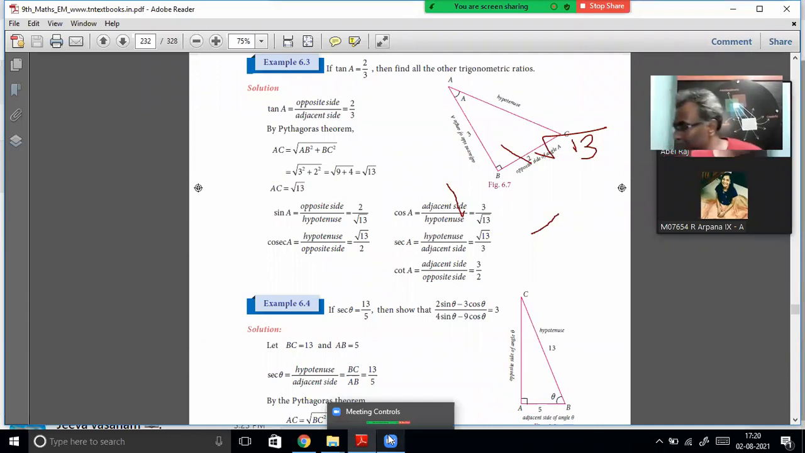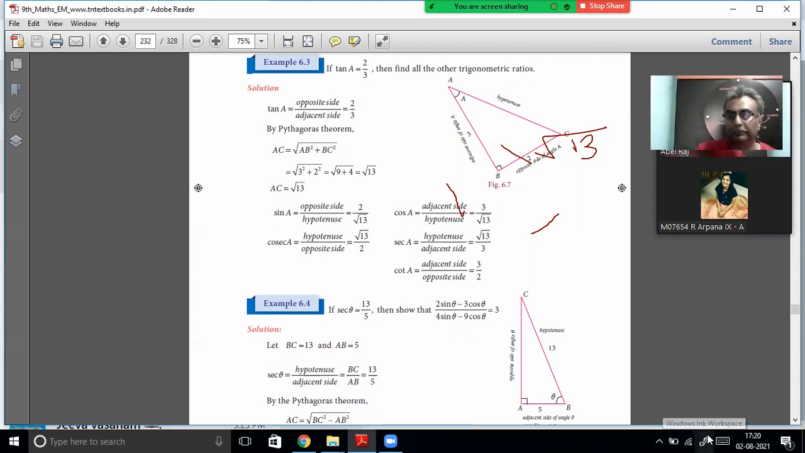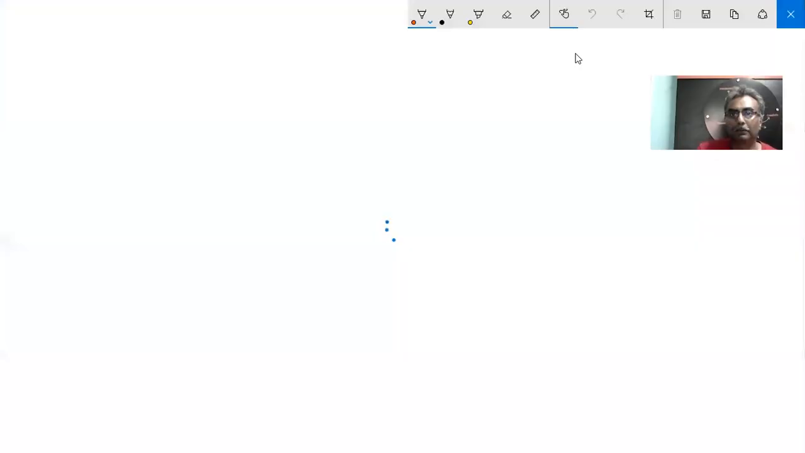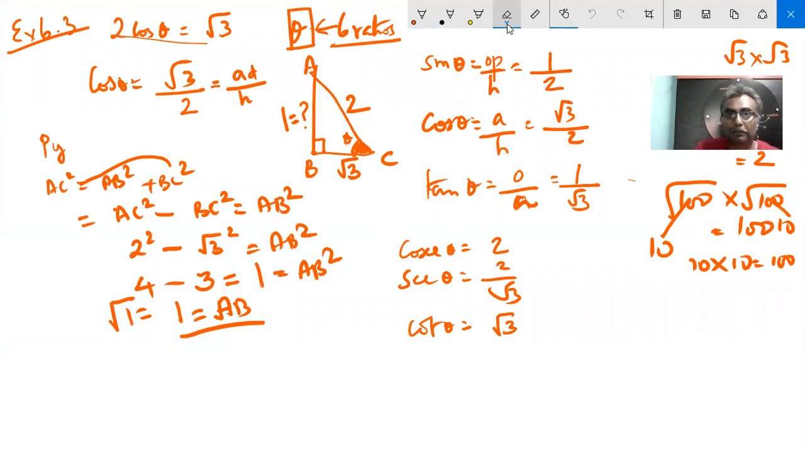Okay. We will do one more sum. We still have time, 10 minutes. Let us do one more sum. Example, exercise 6.1, the fourth sum. If cos A is equal to 3 by 5. Fourth sum we're going to do now.